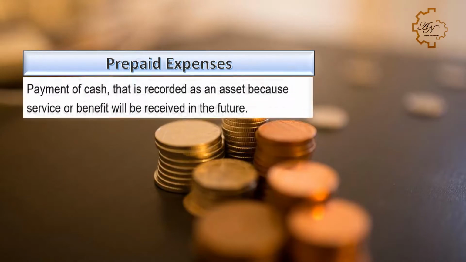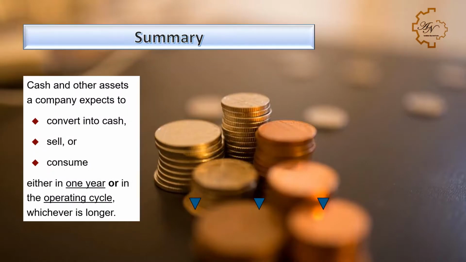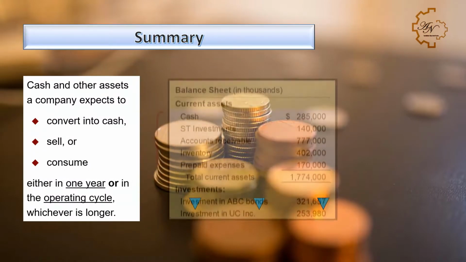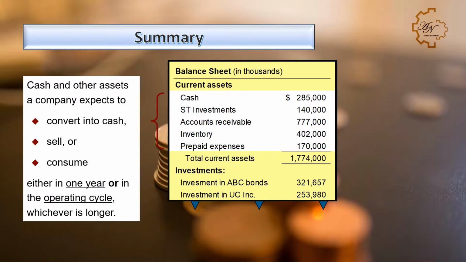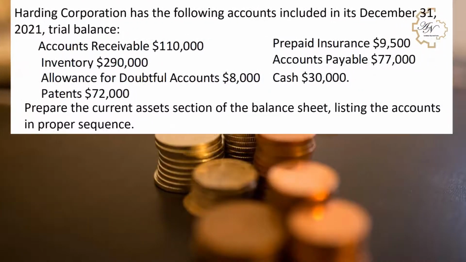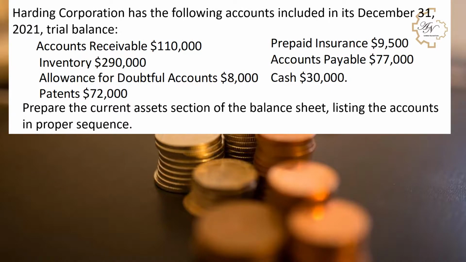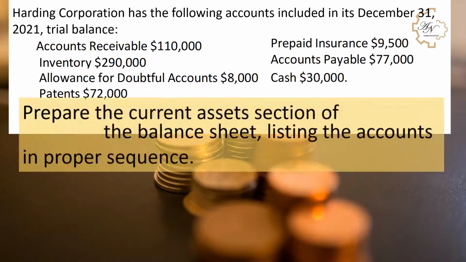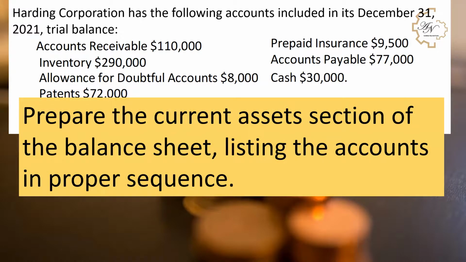In summary, current assets are cash and other assets a company expects to convert into cash, sell or consume either in one year or in the operating cycle, whichever is longer. Let's move to the first example. Harding Corporation has the following accounts included in its December 31, 2021 trial balance, and the instruction is to prepare the current assets section of the balance sheet.